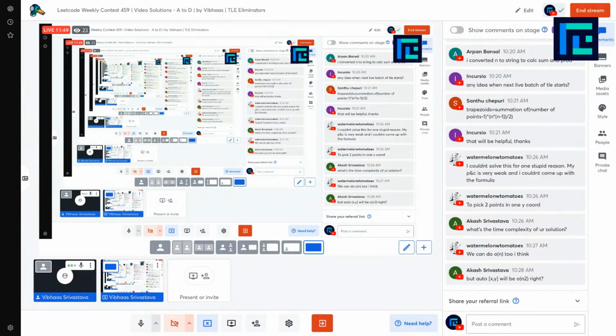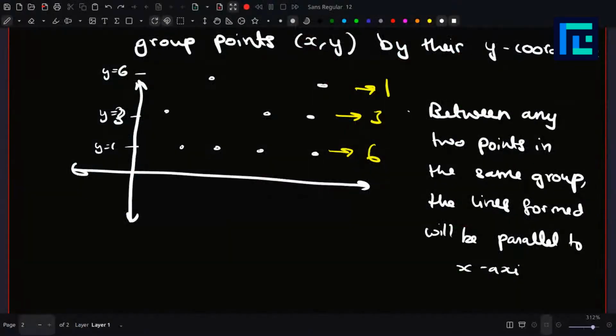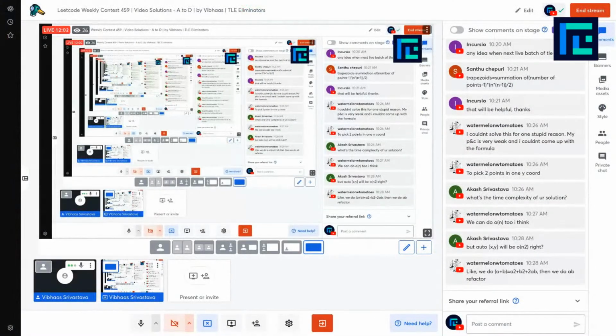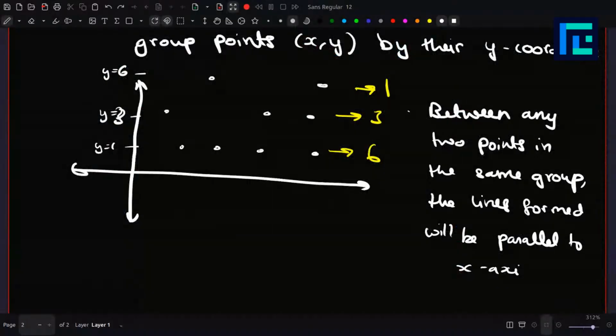We are not taking, what do you mean auto xy? I didn't understand, Akash Srivastava. What do you mean by xy? Which part of the code are you talking about? To be honest, I'm not sure what either of you are talking about, Watermelon or Akash. I guess I'll finish explaining and then come back to your doubts. Okay. And you can have a look at the code and then we'll come back to your doubts.